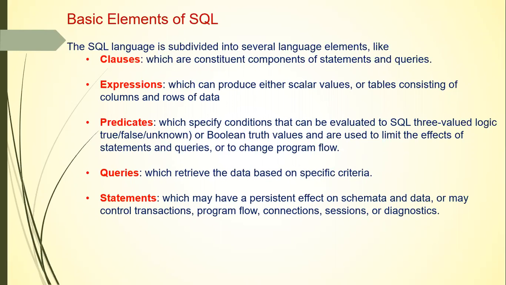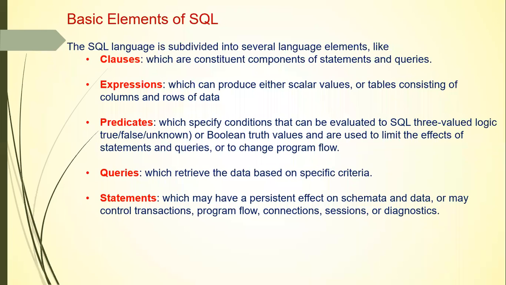Now the next one is the predicate. A predicate specifies a condition that can be evaluated to SQL three-valued logic, true, false, or unknown, or boolean truth values, and is used to limit the effect of statements and queries, or to change the program flow. In this case, what happens when we specify a predicate for a particular query? According to the result of the predicate, we can retrieve the result from the database. In short, predicates are nothing but the conditions on the given query.